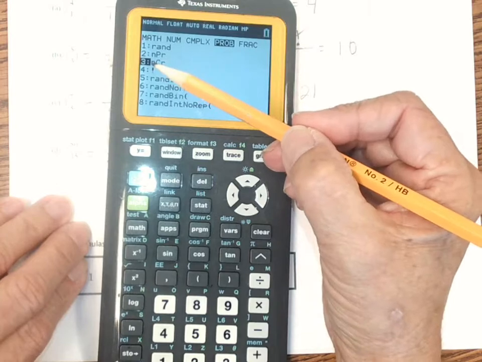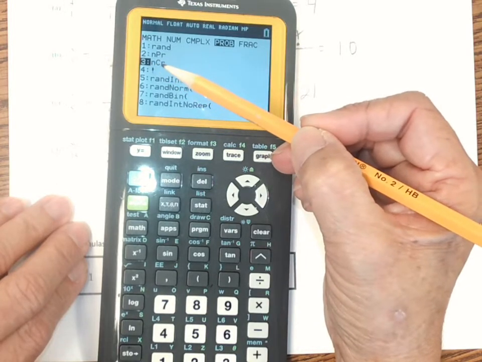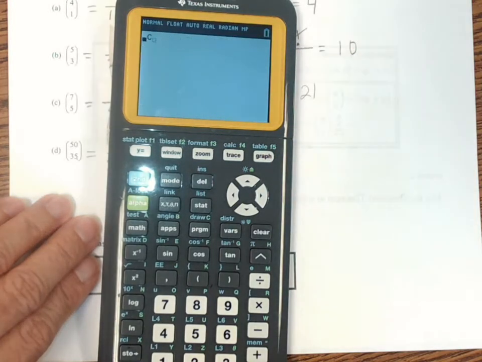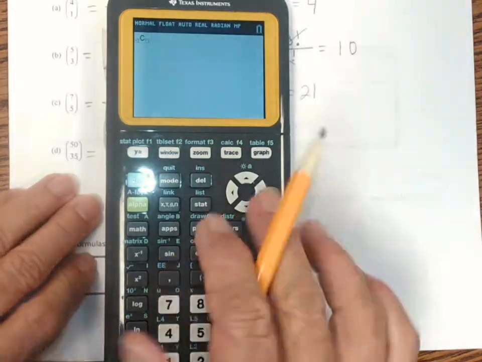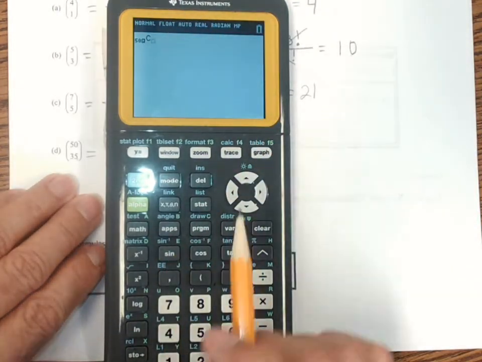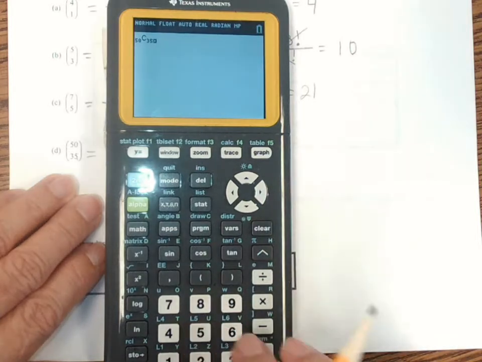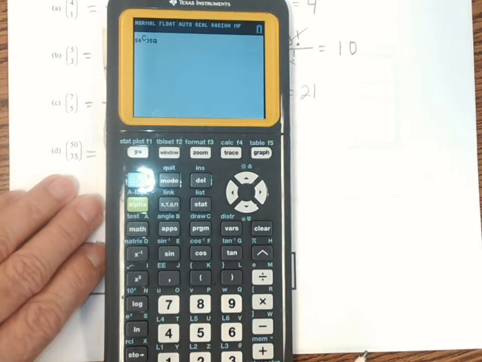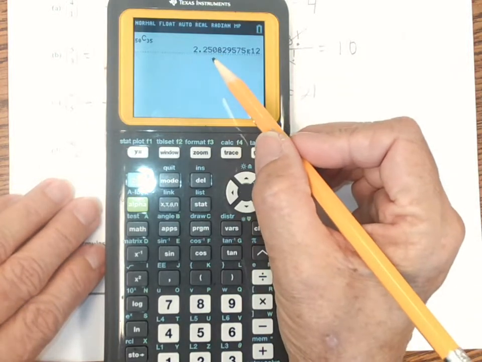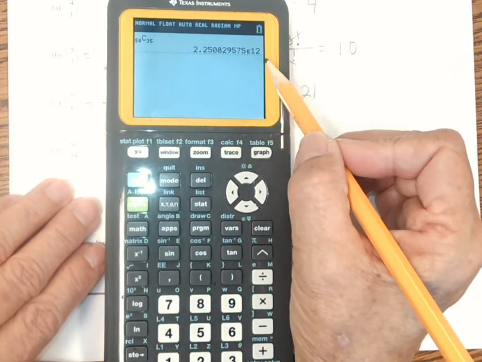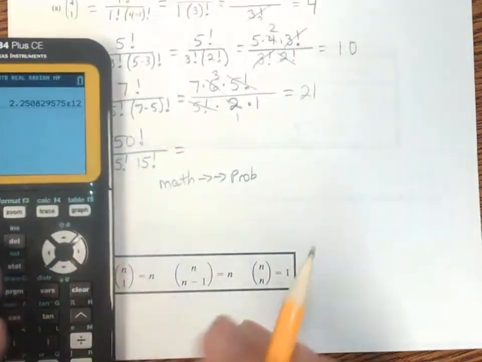So n taking, instead of j, they use the letter r here. On this one, I have 50 items, and I want to take 35 of them at a time. And I want to see how many different ways I can do that. 2.25 e to the 12th. So this is scientific notation.